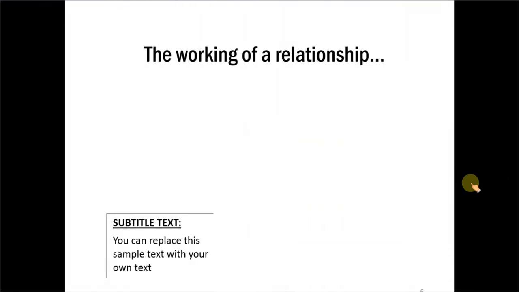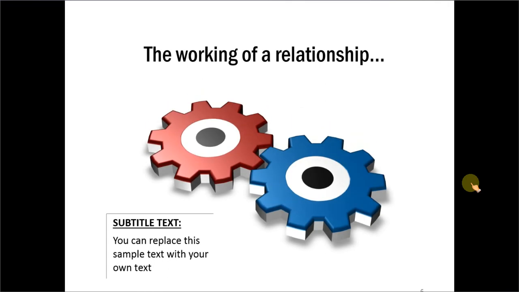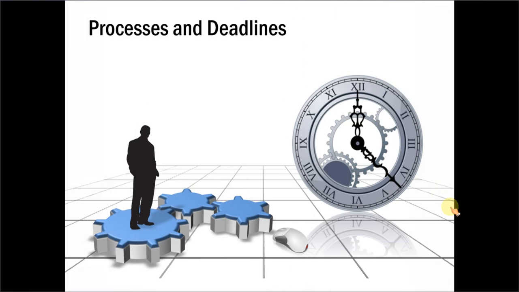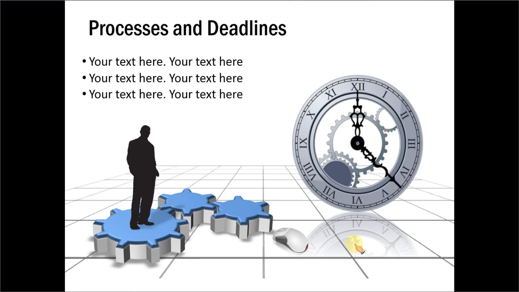You can use gears as a metaphor for relationships or processes. You can see here that the two gears are used as a metaphor for representing the concept of a working relationship. Let me show you another example. Here we have used gears as icons to represent processes, and a clock as an icon to represent deadline, and we have a conceptual slide available. So there are many interesting ways you can use gears in business presentations.